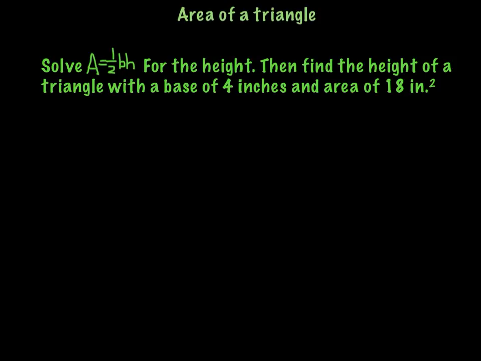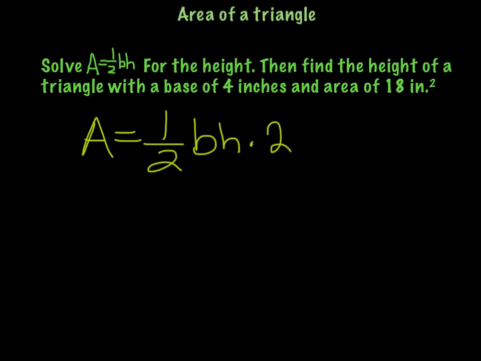For our first example, we're going to use the formula for the area of a triangle. We're going to solve A equals 1/2 bh for the height. Then we're going to find the height of a triangle with a base of 4 inches and an area of 18 square inches. So you're going to take this literal equation that has 3 different variables in it, and we are going to first take care of that 1/2. So if I have A equals 1/2 bh, then to get rid of it, we're going to multiply both sides by 2. The multiplication property of equality says that you can do that because those will cancel out.